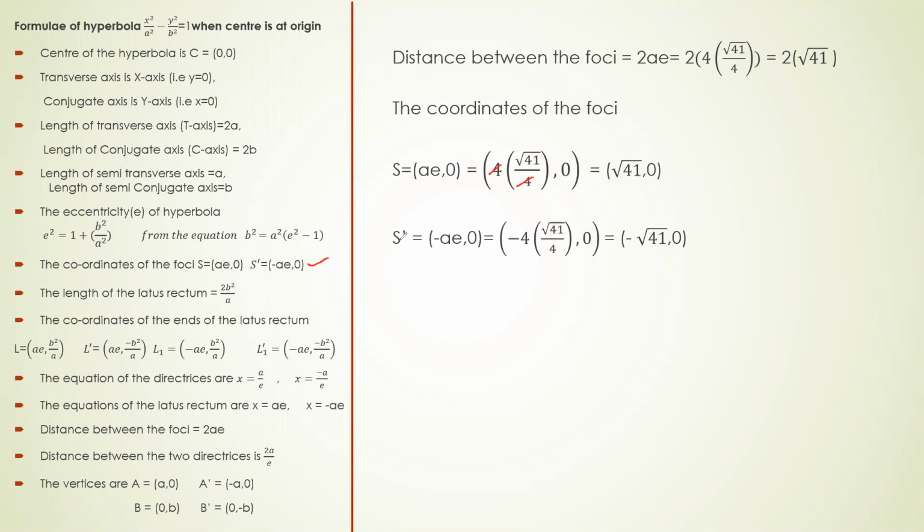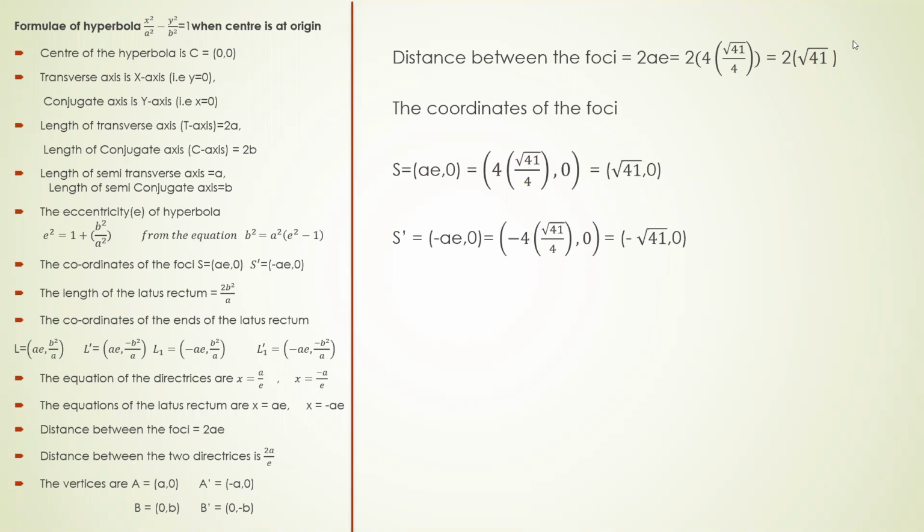Similarly, the other coordinate S dash is equal to minus AE comma 0. Here minus 4 into root 41 divided by 4, that is the e value. 4 and 4 get cancelled. So left out will be minus root 41 comma 0. So this is how we are going to find the values of the given problem in the hyperbola.